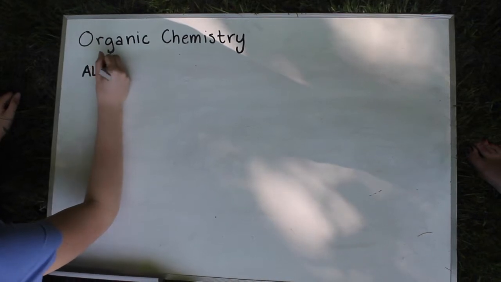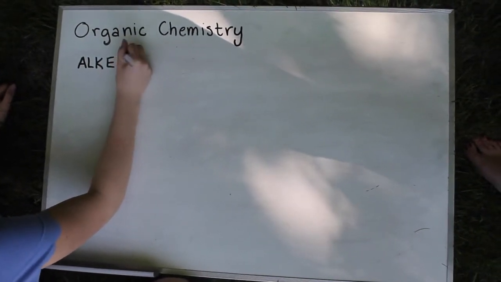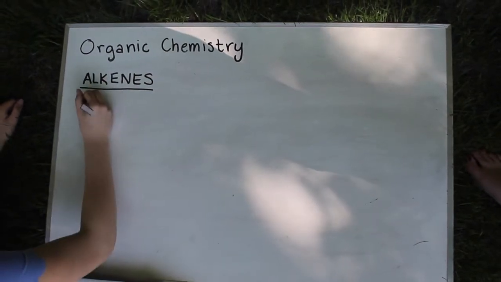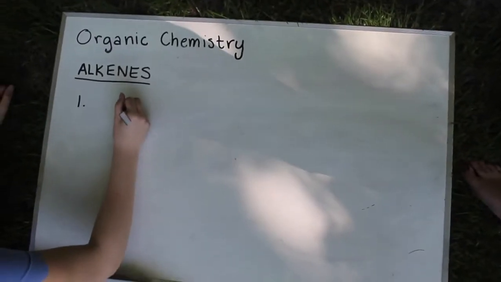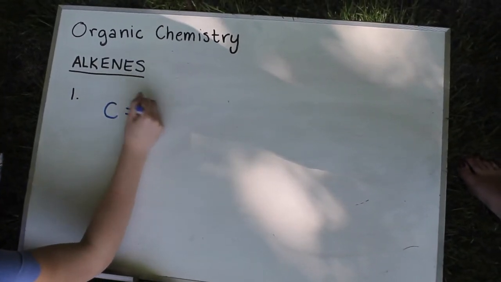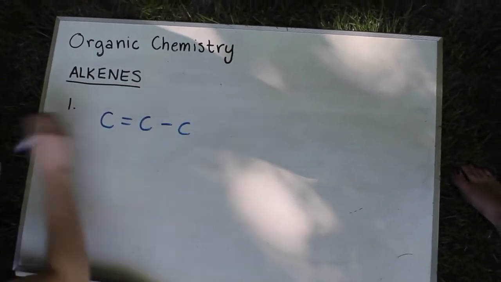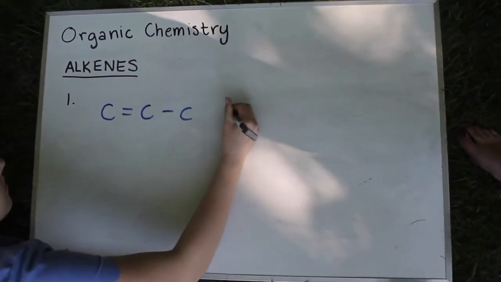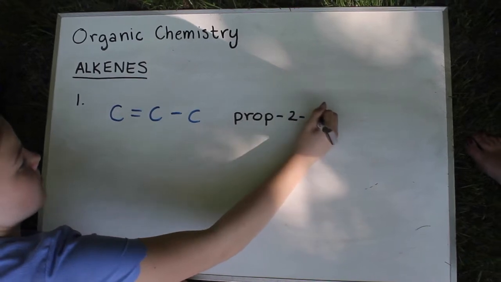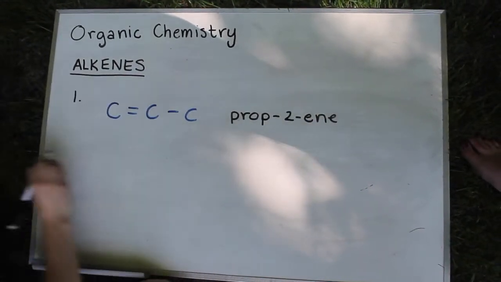Look at this compound, for example. The longest chain has 3 carbons, and there is a double bond, so we know it's a propene. Now we have to identify where the double bond is, in this case on the second carbon. The location of the double bond, 2, is indicated between the prefix, prop, indicating the presence of 3 carbons, and the suffix, -ene, indicating the presence of a double bond, giving prop-2-ene.